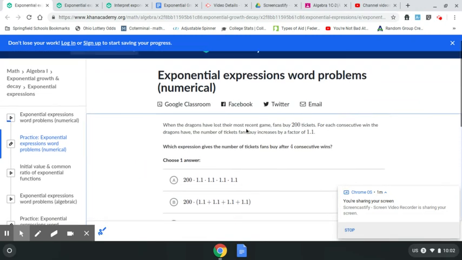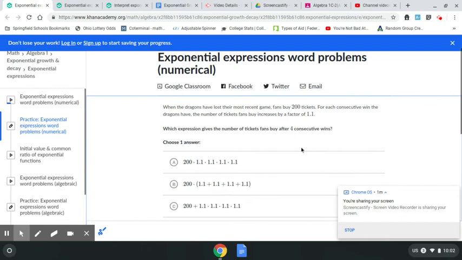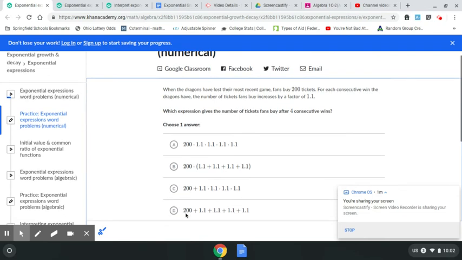When the Dragons have lost their most recent game, fans buy 200 tickets. For each consecutive win the Dragons have, the number of tickets fans buy increased by a factor of 1.1. Which expression gives the number of tickets fans buy after 4 consecutive wins? So for all of these, our initial values are 200.